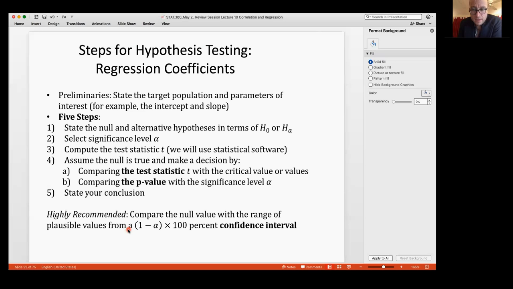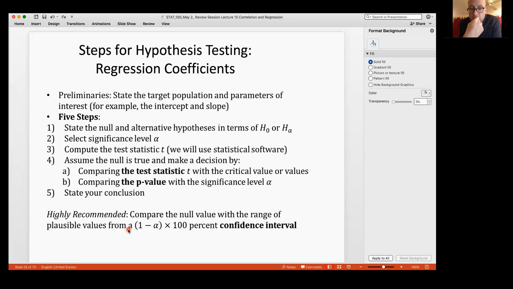Then you want to compute the t-test statistic. That's what I didn't emphasize before, but when you talk about the standard errors, it's actually estimated from the t-test statistic, which estimates the distribution of our point estimate. And then from there, we assume that the null is true, and we make the decision by comparing the test statistic t with a critical value, which is typically 0.05 or 5%, and by comparing the p-value with the significance alpha.